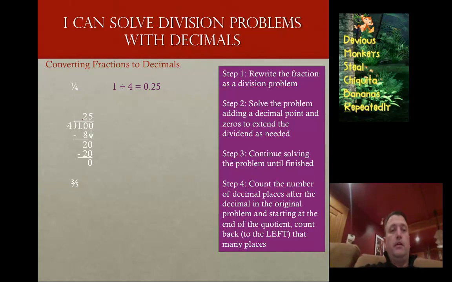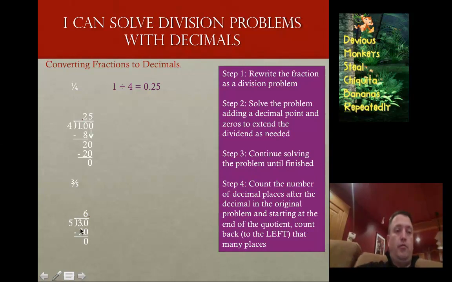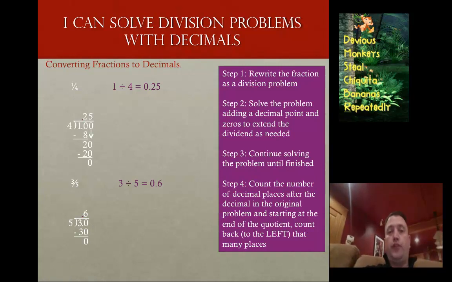Okay, so let's do the same thing with 3/5 here. Okay, so 5 won't go into 3, so I'm going to have to put a decimal point and extend it with a 0. All right, so it goes in there 6 times, 30, subtract 0. Now this time I only have 1 number after the decimal, so I only got to move that decimal place 1 spot. 3 divided by 5 ends up being 6/10.